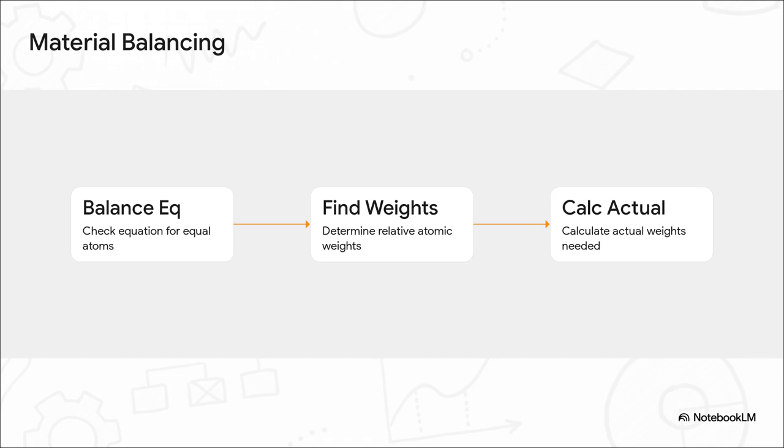Step 1, you ensure the chemical equation is perfectly balanced, meaning atoms aren't just magically appearing or disappearing out of nowhere. Step 2, use the periodic table to find the relative atomic weights. And step 3, calculate the actual physical kilograms of reactants that you need. This math is absolutely vital. It guarantees that expensive raw materials aren't wasted, and much more importantly, that absolutely no dangerous, unreacted chemicals are left floating around in the system.